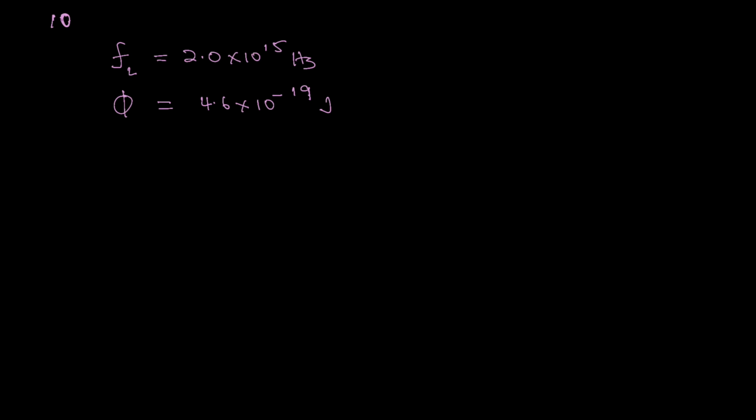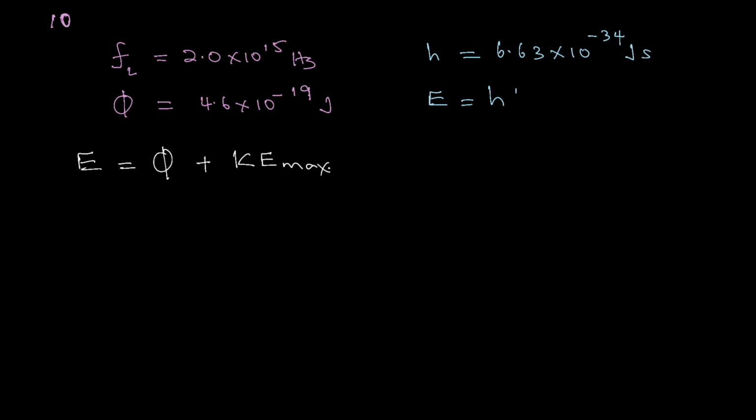Well, with this situation, it is always important to work out the energies here. So we know that E is equal to the work function plus the kinetic energy max. We've been given the frequency of light, and we know the Planck constant h, which is 6.63 times 10 to power minus 34 joule seconds. And we know that E is equal to hf. So we know the work function, so we can find the kinetic energy max in this case.